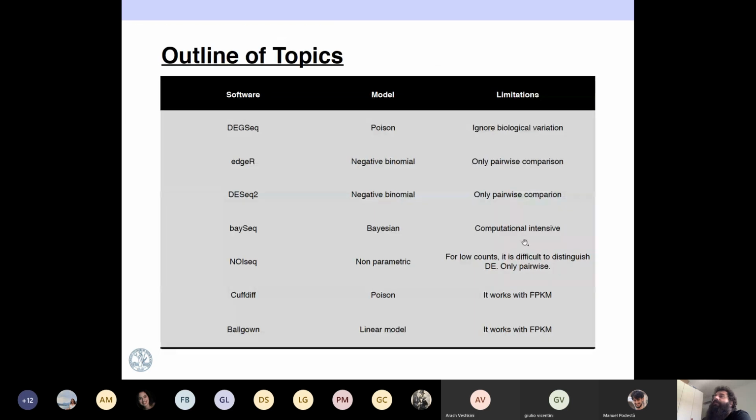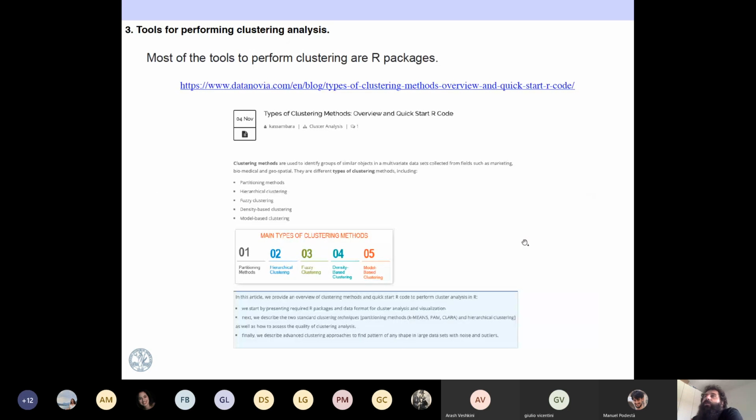Yeah, sorry, this is a mistake. So, tools for performing clustering in RNA-seq analysis. Most of the tools to perform this are in R packages. You want to have a really good summary of the different clustering methods, also with R, not applying to RNA-seq specifically, but just for R. That is a really good page. So we'll talk about partitioning methods like k-means, hierarchical clustering, fuzzy clustering, density, and model-based. So that is a good part.